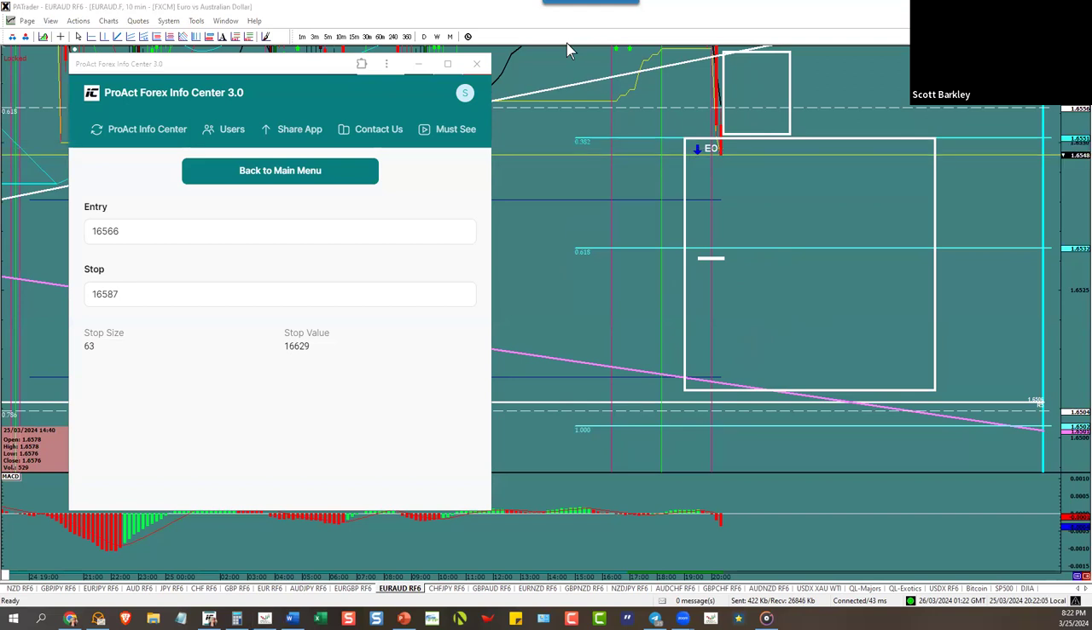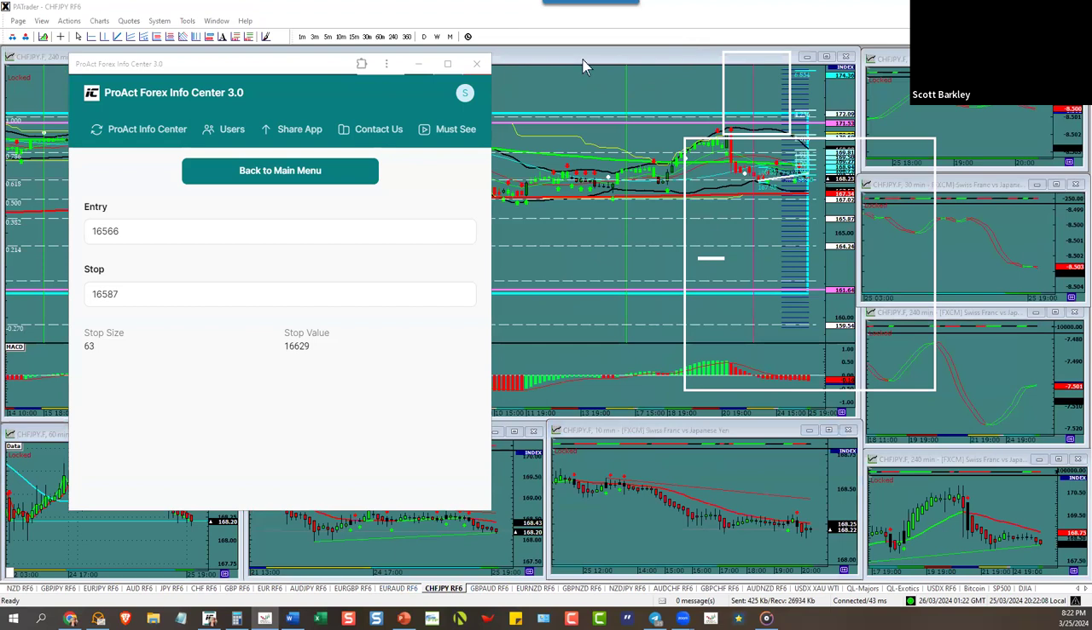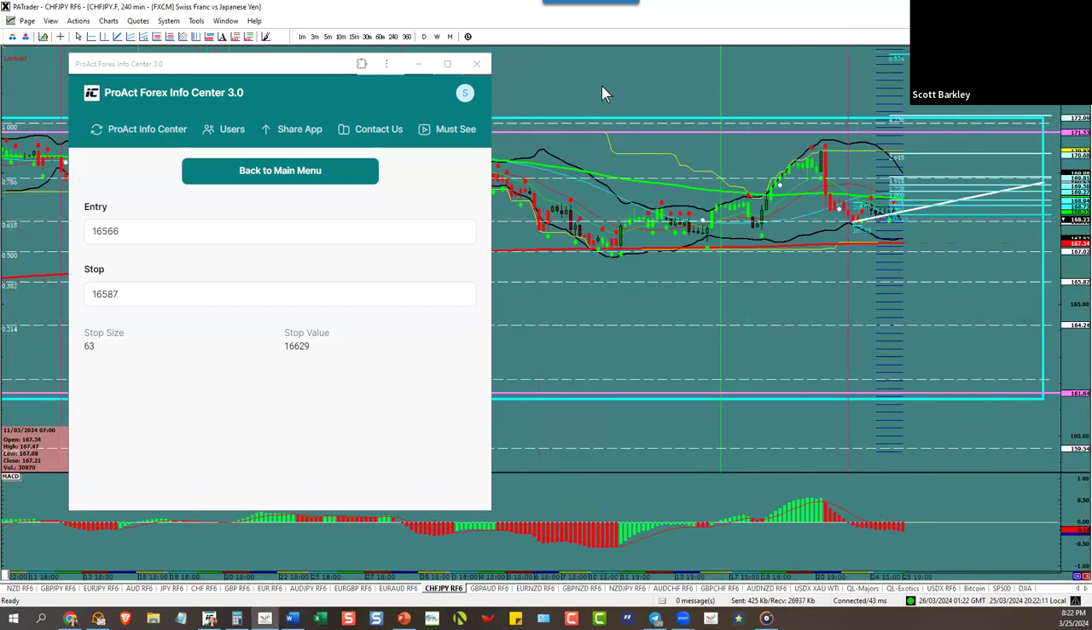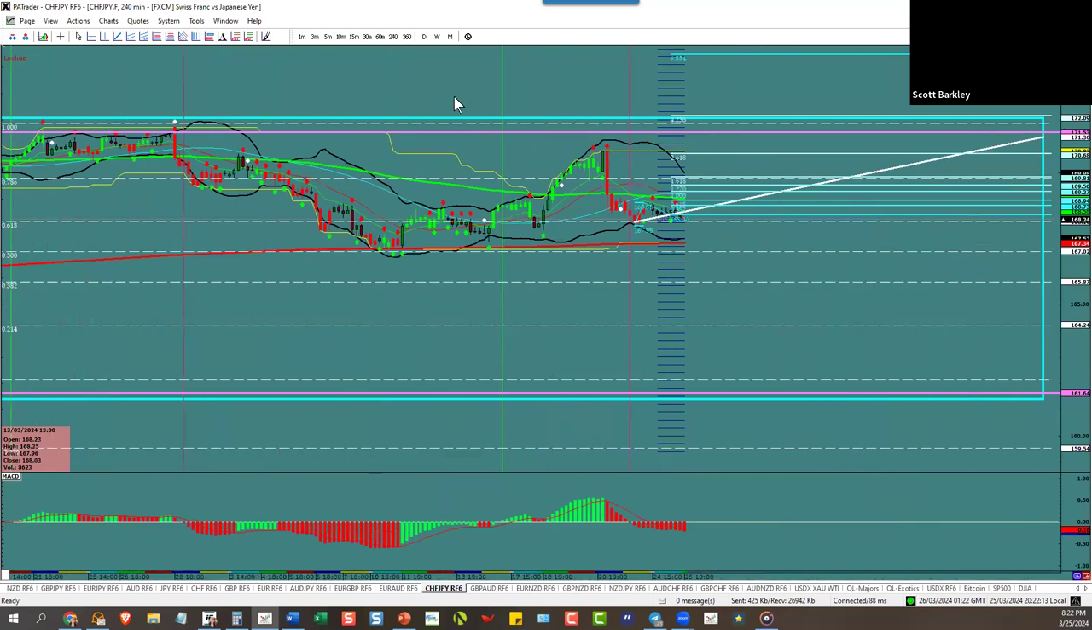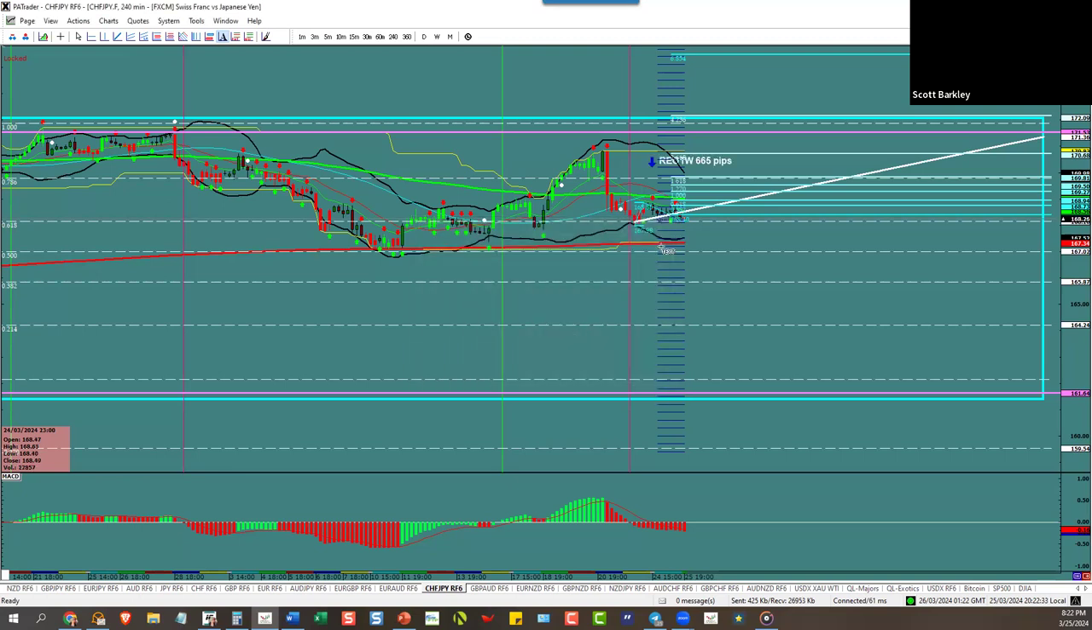Back to the Swiss yen. All right, I'm just going to put a little note up here. Get rid of this for now. All right. This is the real estate of the week. ROTW down for 665. Ooh, almost 666. That'll make you a ton of pips. Okay. And then over to Pound New Zealand.